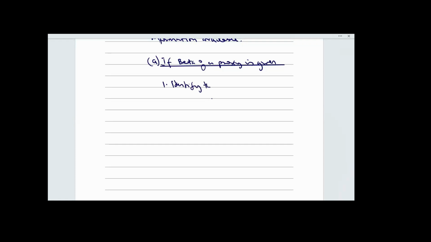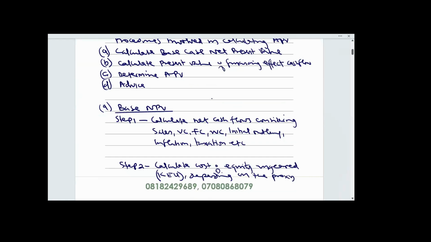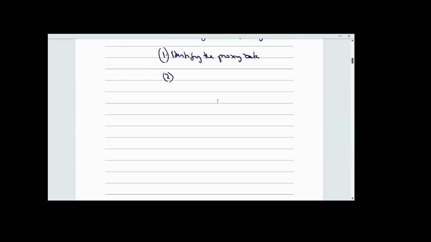Identify the proxy beta. Then step 2, you ungear the beta, the same way you normally ungear beta under project specific. So depending on whether you are given debt beta or debt beta is assumed to be risk-free, you already know the formula to use to ungear. Then step 3, we calculate cost of equity.